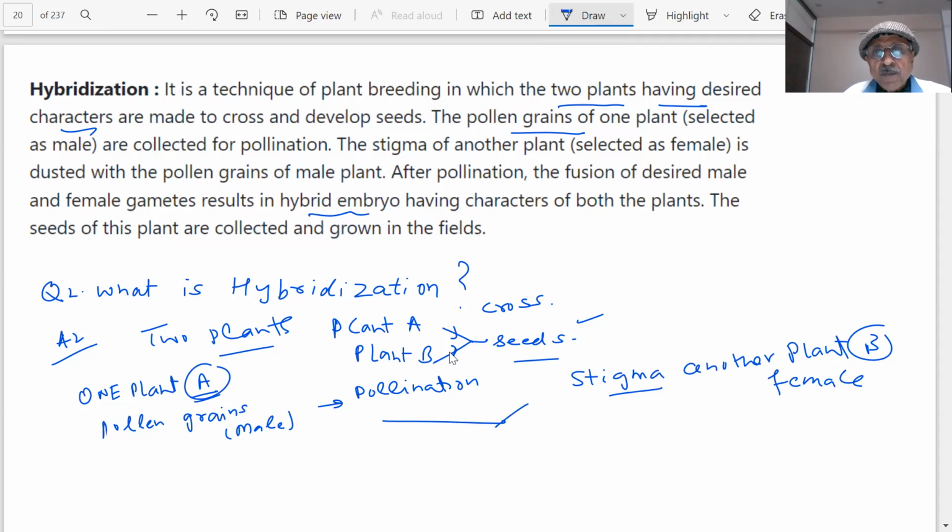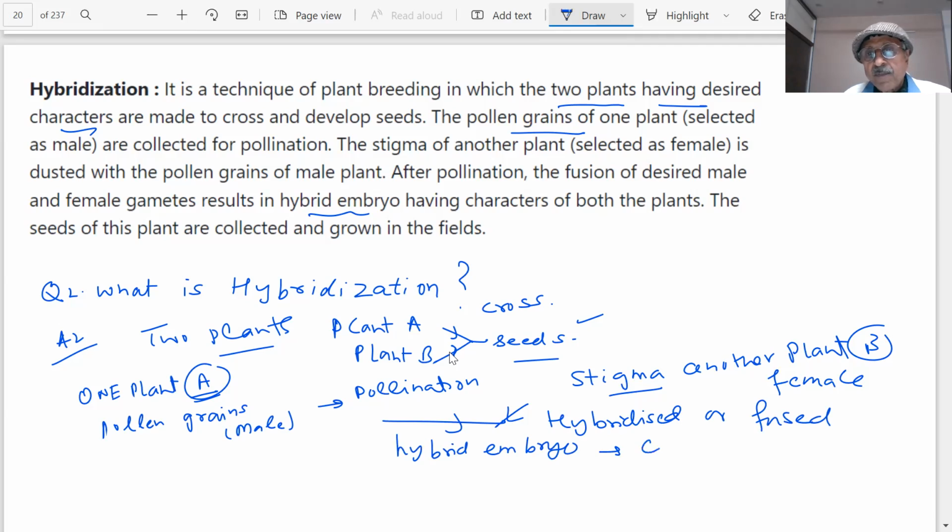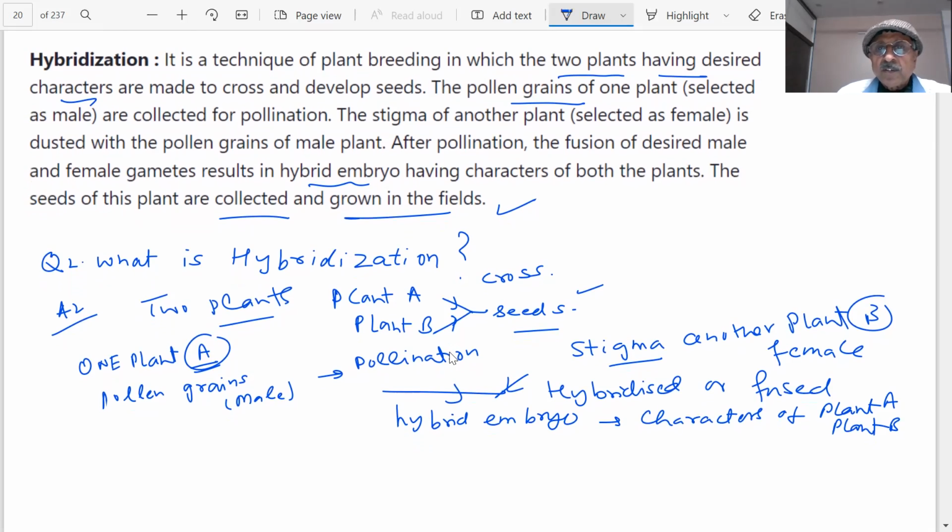So these two will be fused or hybridized. Hybridized or fused, student. Okay? And this will result in a hybrid embryo, which will have the characteristics of both the plants, having characters of plant A and plant B. So the seeds of the plant are collected and grown in the field. So then the seeds will be there. You can grow these seeds. So these are the hybridized seeds.